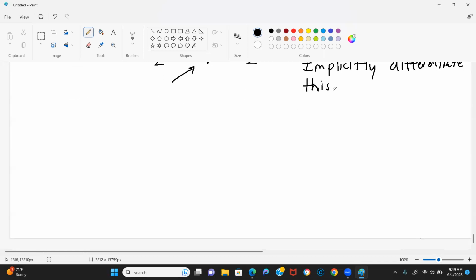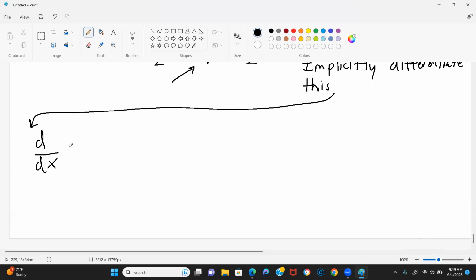So when you do that, let's carry this down right here. We're taking the derivative with respect to x of sine of y. So we're taking the derivative of both sides of this equation. First of all, the derivative on the right-hand side is easy. That's just going to be 1.